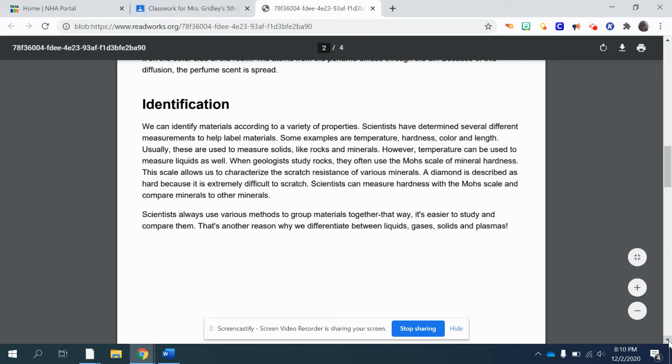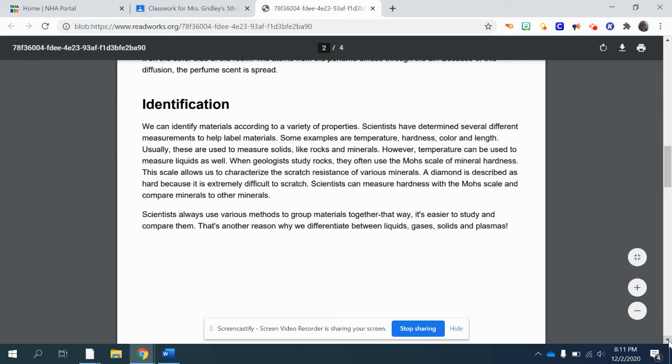When geologists study rocks, they often use the Mohs scale of mineral hardness. This scale allows us to characterize the scratch resistance of various minerals. A diamond is described as hard because it is extremely difficult to scratch. Scientists can measure hardness with the Mohs scale and compare minerals to other minerals.